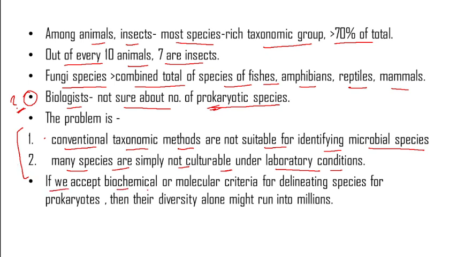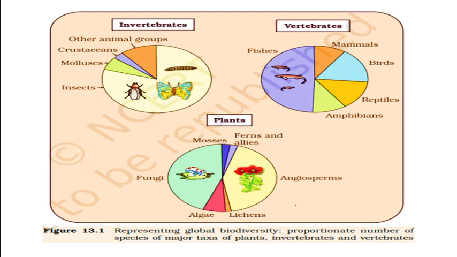If we accept biochemical or molecular criteria for delineating species for prokaryotes, then their diversity alone might run into millions. So if we get to know about the different methods to find out about various types of prokaryotes present on Earth, then the diversity of prokaryotes alone may run into millions.